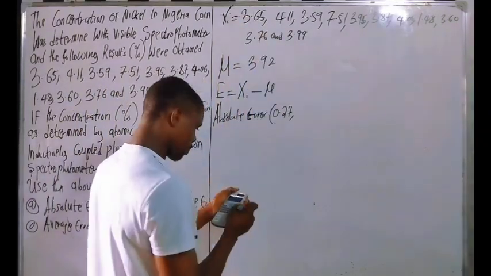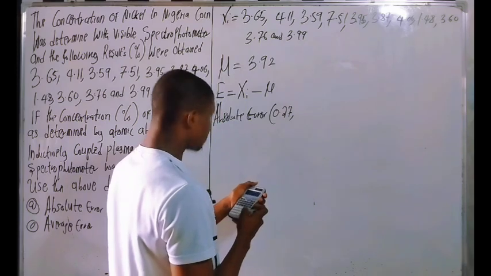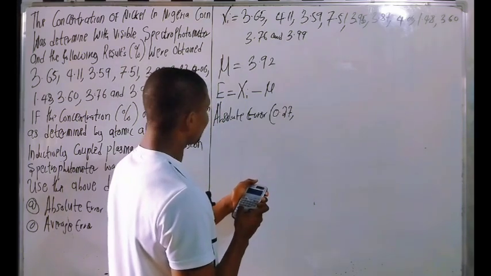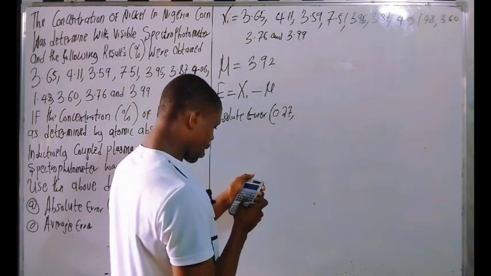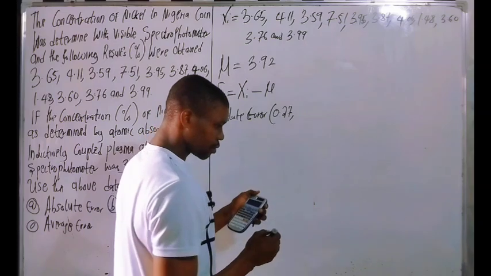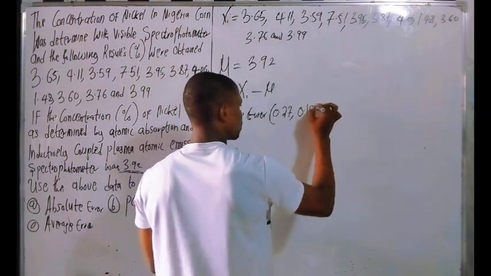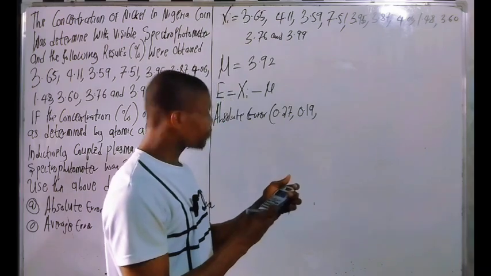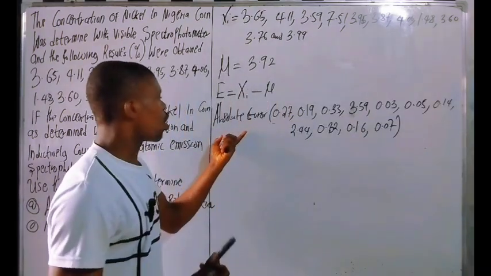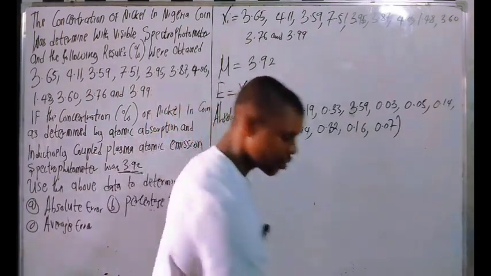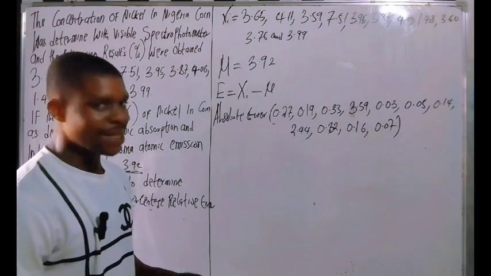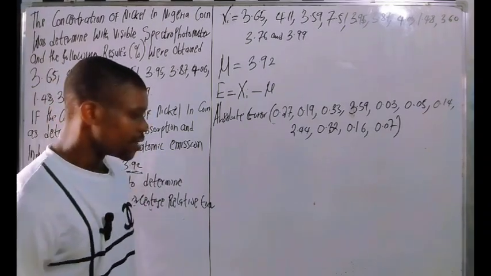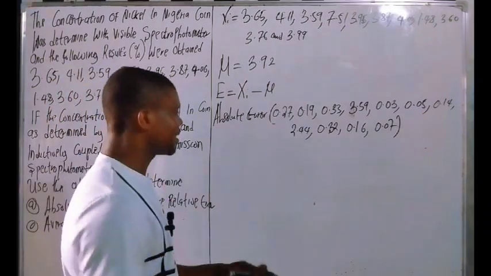Then here we have 4.11 minus 3.92. Here we have 0.19. 0.19, right? So that's why you do it till you finish it here. So these are all my absolute errors. As easy as that. It's not that difficult.